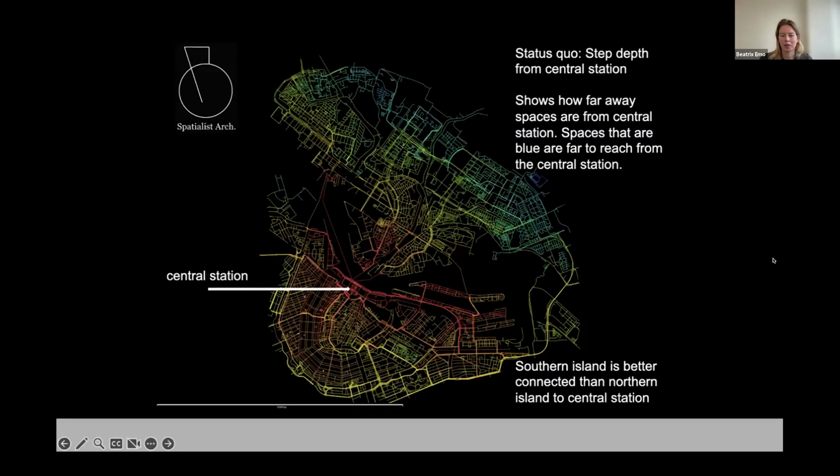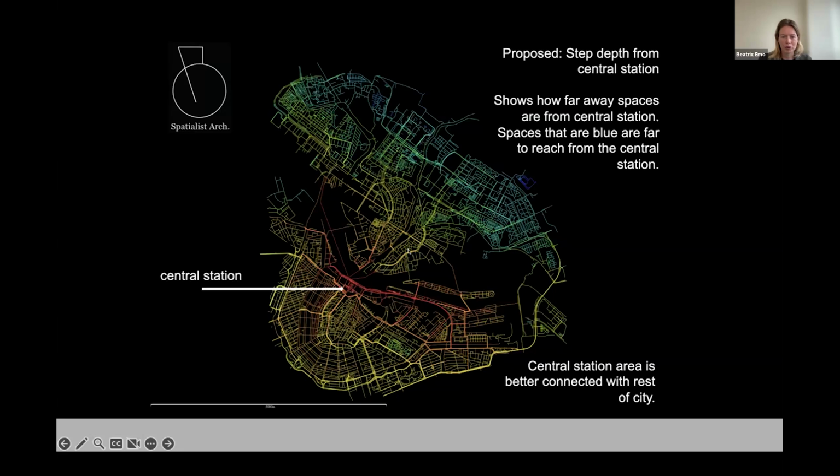And yeah, so I did some basic space syntax network analyses for them, and I showed them that with the addition of the new bridge, if you can see my mouse here, the central station, which is here, and the main living quarters, which are north of the river, would be well integrated. So this is the status quo, and I'm going to flip to the proposal. So with the bridge, and you can see that this is step depth from the central station. This shows that the living quarters here are well connected to the central station.